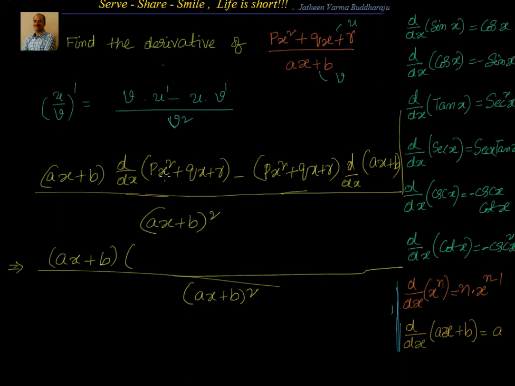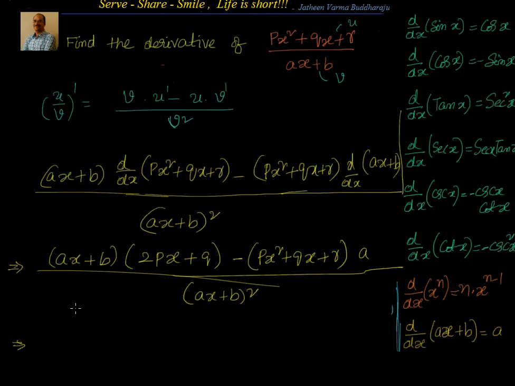P is constant, I can take it out. X square derivative is 2x, so I can say 2px. Derivative of qx is q into the derivative of x, that is q, minus (px square plus qx plus r) into the derivative of ax, which is a, and the derivative of b is 0. So the derivative of ax plus b is a.